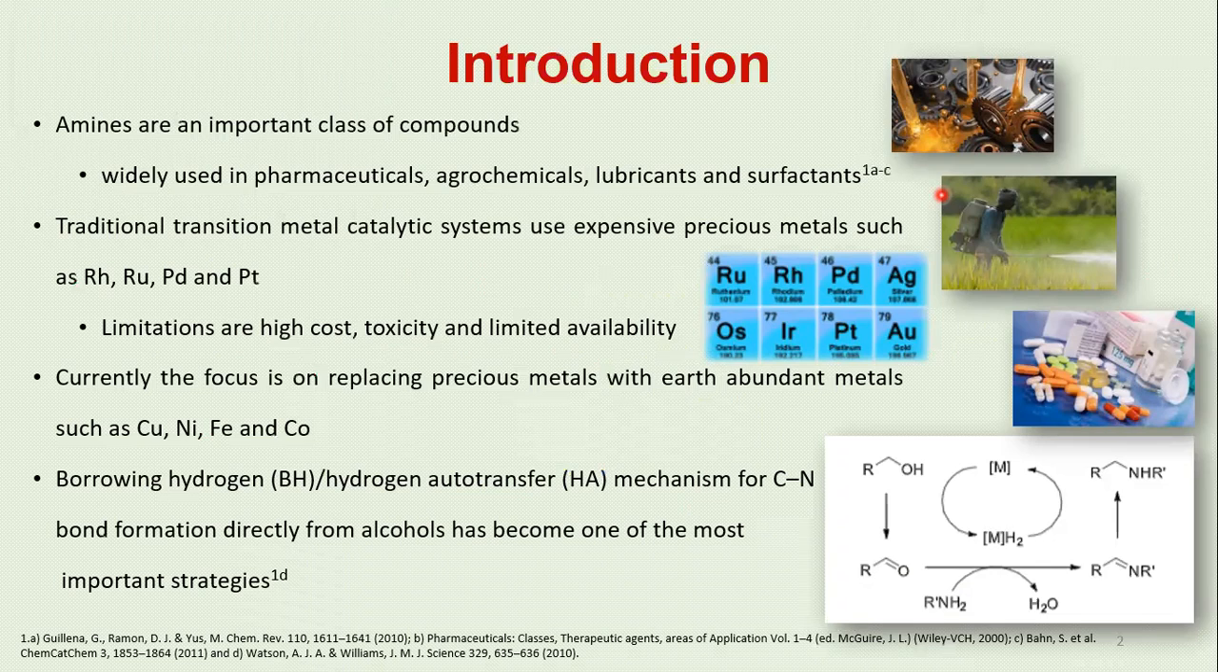Amines are an important class of compounds. They are found in natural products, in particular alkaloids. Amines are widely used in pharmaceuticals, agrochemicals, lubricants, and surfactants.